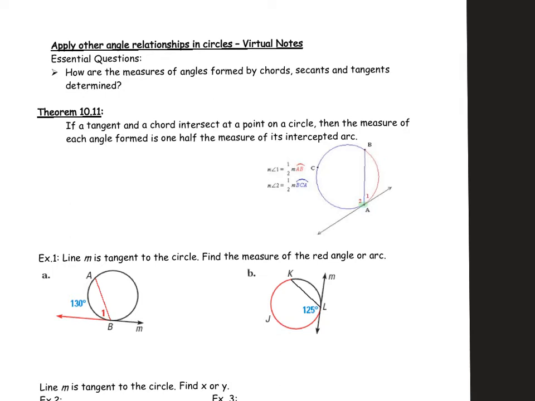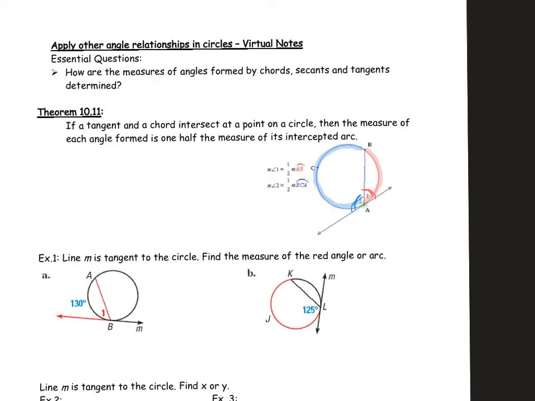So in this diagram, angle 1, which is marked here in red, is going to be half the measure of arc AB. And then angle 2, which I will mark in blue, gets 2 arcs there because it's not the same measure. It's going to be half the measure of the arc BCA. Okay, so very similar to how intercepted angles worked last week.